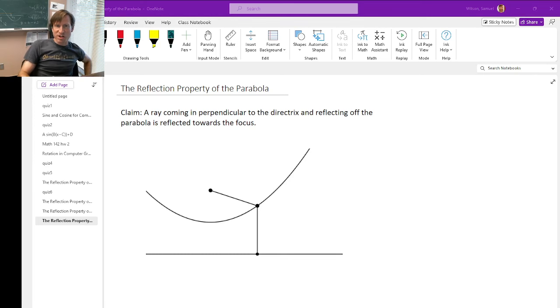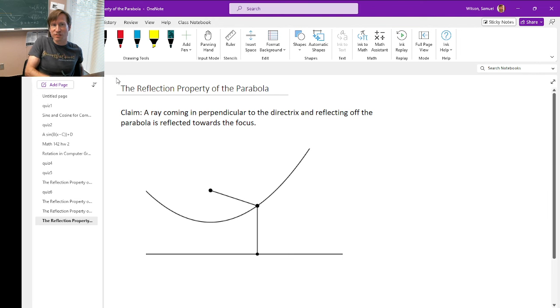Based on some sketching, we think we've discovered a reflection property for the parabola. The reflection property we think we see is that a ray coming in perpendicular to the directrix and reflecting off of the parabola is reflected directly towards the focus. So that means in this diagram here, this is the focus, this is the directrix. If we had a ray coming in like this, it would bounce directly towards the focus.